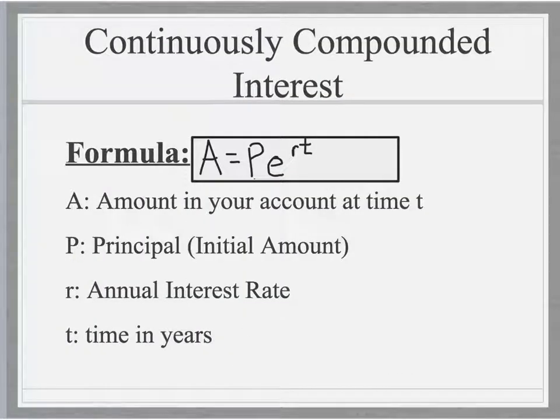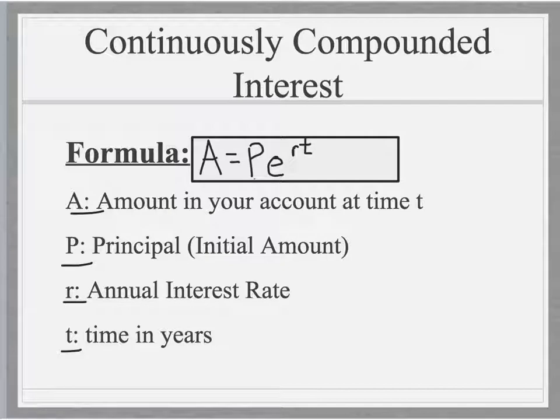Okay, so we talked about compounding quarterly, monthly, a certain number of times in a year, but when we're talking about compounding continuously, we're going to use a different formula. Compounding continuously means that right away it's just continuously adding that interest to your account, instead of every month or every year or every 4 times a year.